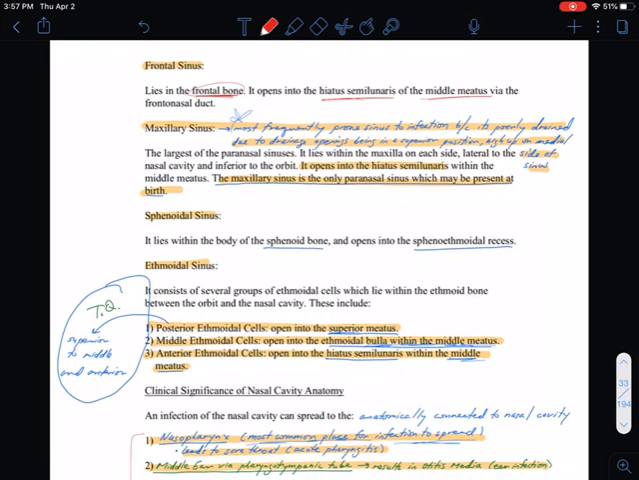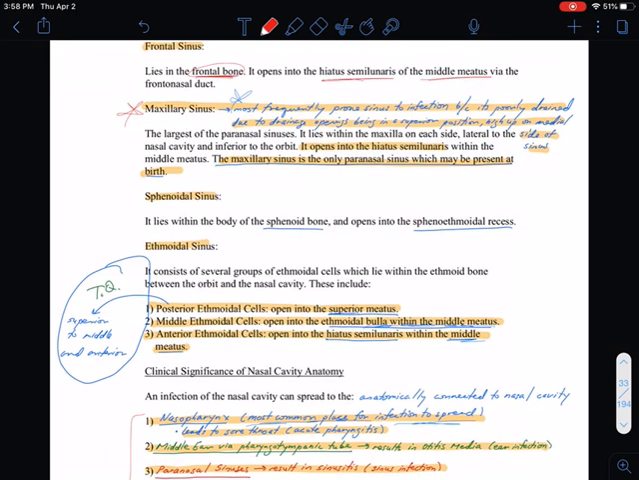Maxillary sinus, this one is going to be the one most frequently prone to infection because it is poorly drained due to drainage openings being in a superior position, which are high up on the medial side of the sinus. Because those drainage openings are superior to where the sinus actually is, it's very hard to drain, and it is the only paranasal sinus which may be present at birth. Possible test question there.